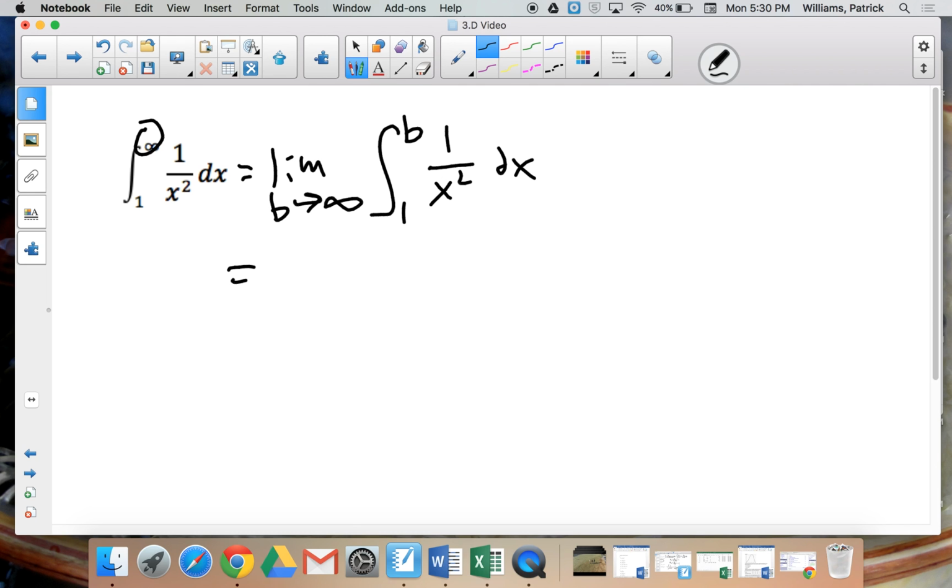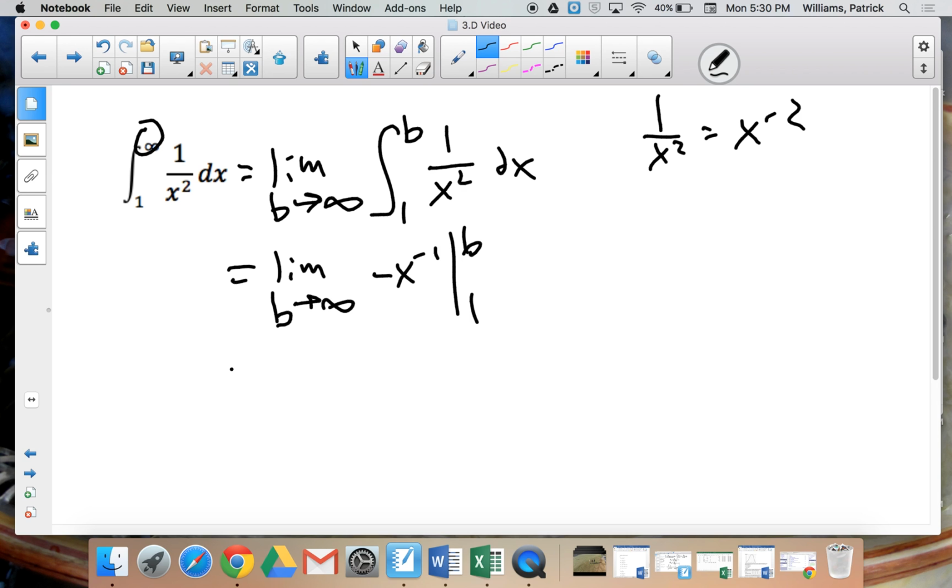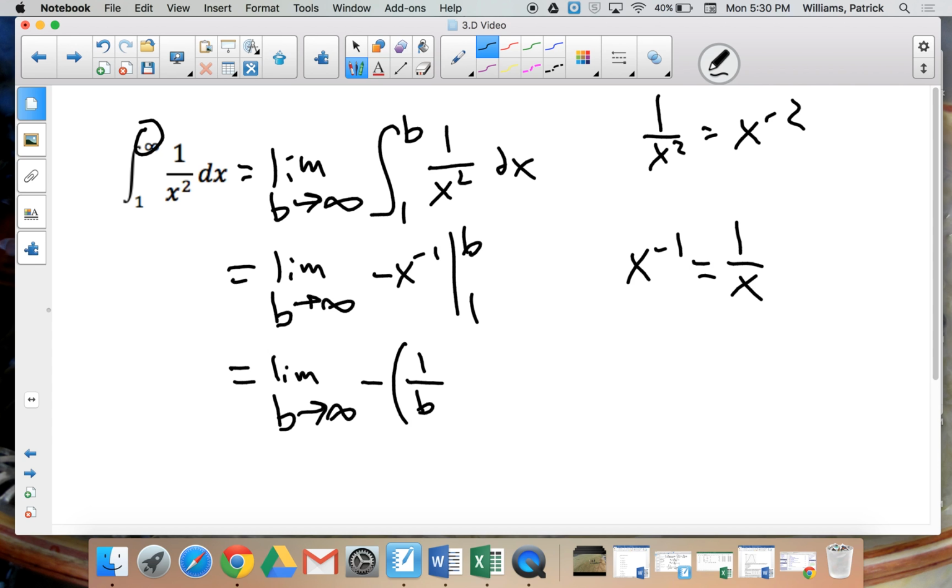Okay, so if you do that, this is just going to be the limit as b goes to infinity. Remember that 1 over x squared is the same as x to the negative 2. So we can just apply the power rule on this thing, and this will end up being negative x to the negative 1 from 1 to b. So if we continue to evaluate that limit, that will be the limit as b goes to infinity of, I'll pull that negative sign out front, this will be 1 over b. Remember, x to the negative 1 is the same as 1 over x, so that's why I'm saying 1 over b right here. Then we have minus 1 over 1.